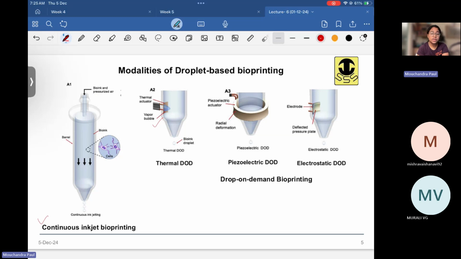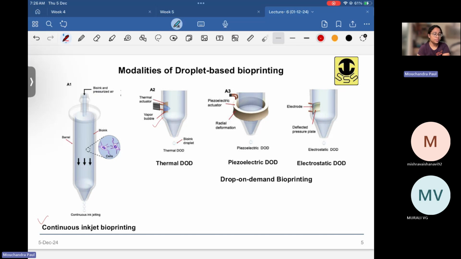Whereas in the piezoelectric one, we use a piezoelectric actuator. These materials can change their shape when an electric field is applied, or they can generate an electric field when they change their shape. So both are possible. So in this scenario, we are applying an electric field that causes the piezoelectric actuator to change its shape and deform the fluid chamber, right? It will cause radial deformation that creates a pressure pulse, and thus a droplet is generated.